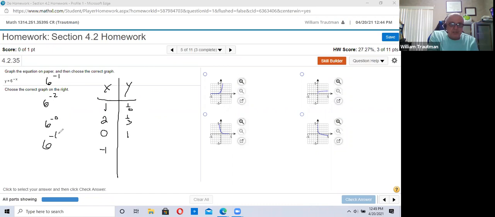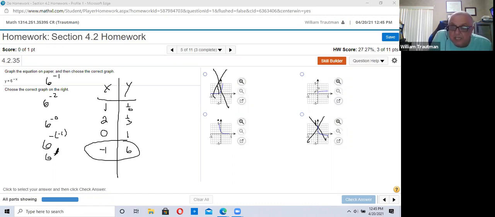6 to the negative 1, negative changes to a positive, so this is 6 to the 1 power, which is 6. So let's see where negative 1 equals 6. Negative 1 does not equal 6. This can't be the answer. Negative 1 does equal 6. It's up here. The one I haven't crossed out is the only one that looks like it's the answer.